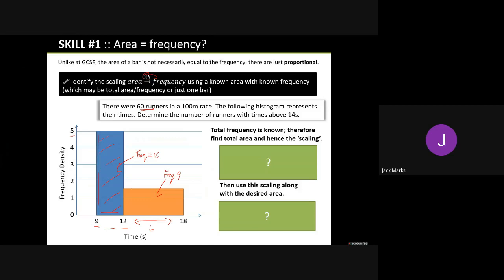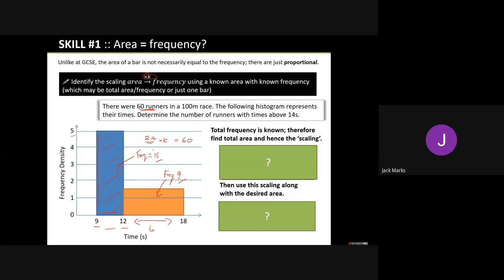However, if these are all the bars that we have, we notice that our total frequency from the diagram seems to be 24, but from the information worded seems to be 60. So what's going on here? Well, the frequency from the diagram, 24, must be multiplied by some number.